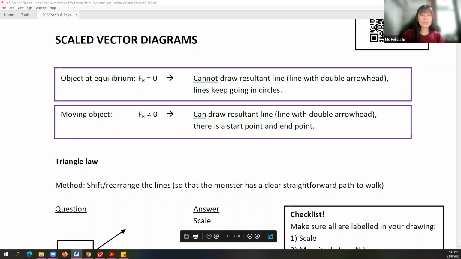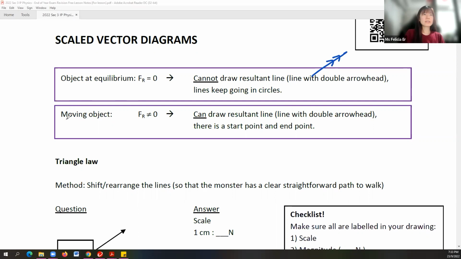Since there is no resultant force, take note that you cannot draw the resultant line. That means when you draw using the triangle law or parallelogram law, you should not have this line. You should not have such a line, okay? Cannot draw because there is no resultant. But instead, for all the arrows that you have drawn, the line should keep going in circles. What do I mean by this? I will demo it to you at the bottom.